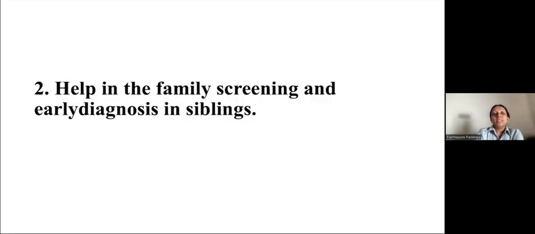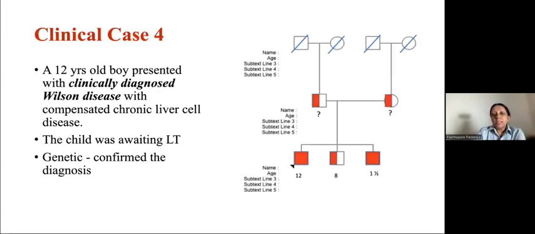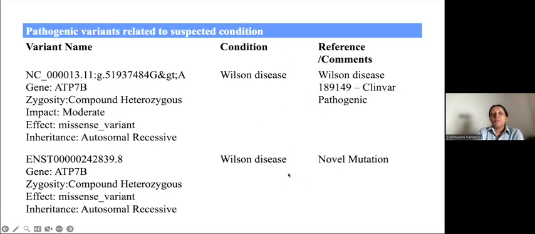The other importance is that it helps in family screening and early diagnosis in siblings. This one is a 12-year-old boy presented with clinically diagnosed Wilson disease and compensated chronic liver disease. The child was awaiting liver transplant. Since the child had two other siblings, the CNCLD team decided to go for genetic diagnosis of this child. We found two mutations in the ATP7B gene. One was a reported variant, the other was a novel variant.